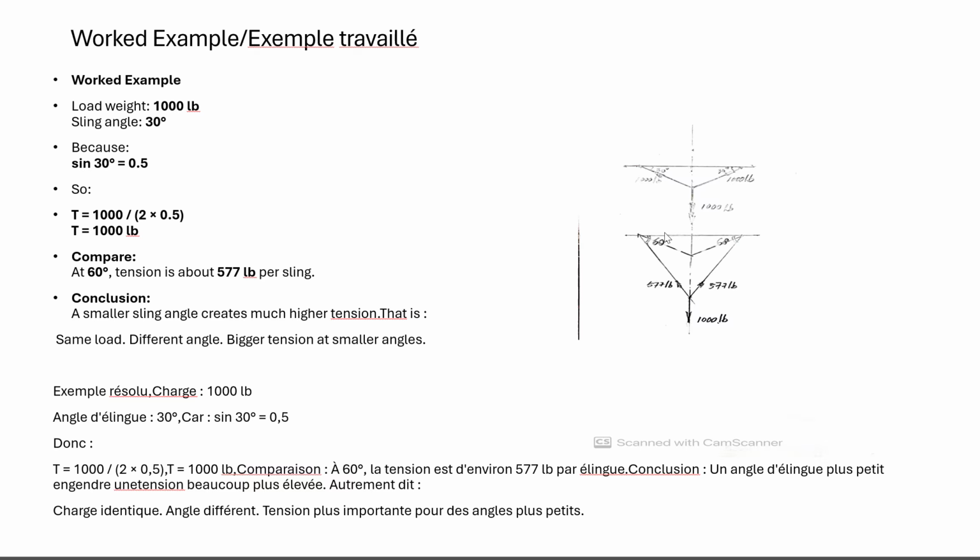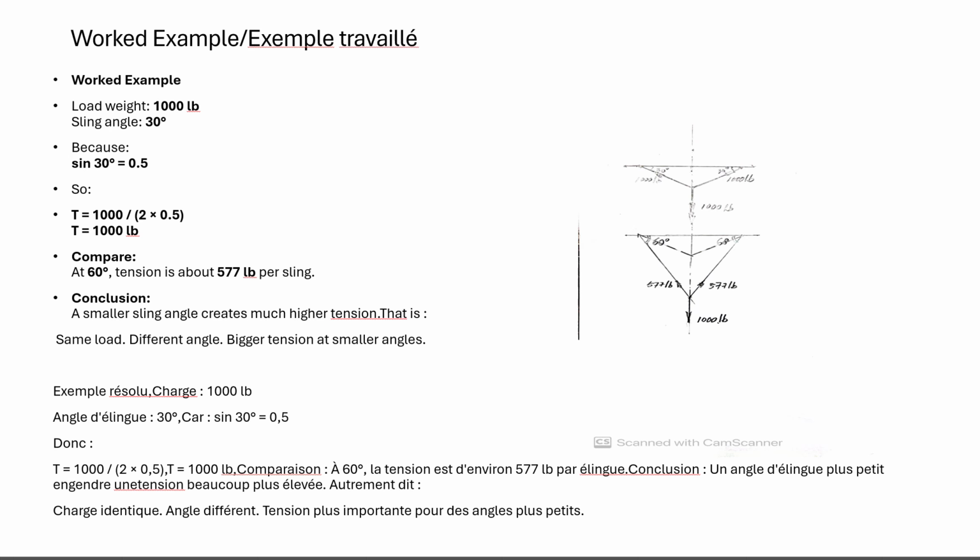Compare 60 degrees. The same load, 1,000 pounds. Okay, calculate. This is T at 60 degrees. T equals 577 pounds per sling. This is lower than 1,000.